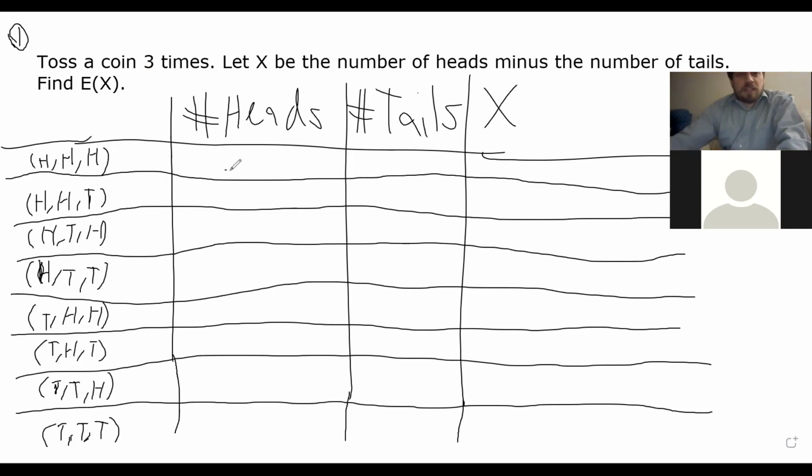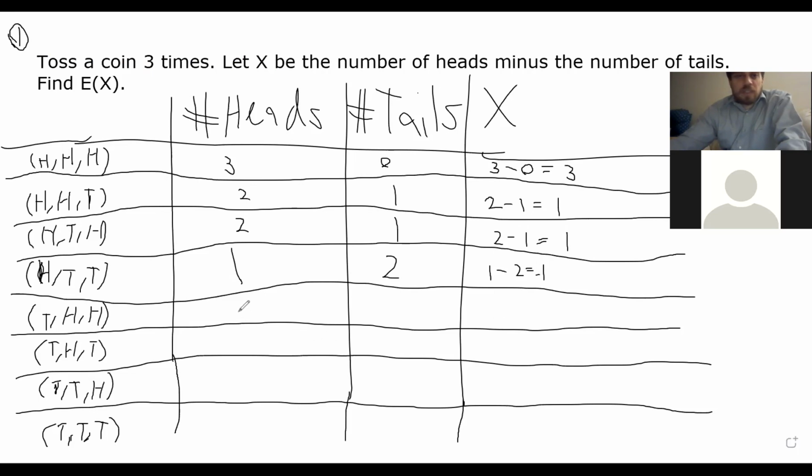So the number of heads here is 3. The number of tails is 0. So X is the number of heads minus number of tails: 3 minus 0, which is 3. Number of heads here is 2, and the number of tails here is 1. So 2 minus 1 is the value of X, which is 1. Here the number of heads is 2 and the number of tails is 1, so 2 minus 1 is 1. Number of heads here is 1, number of tails here is 2. 1 minus 2 is negative 1.